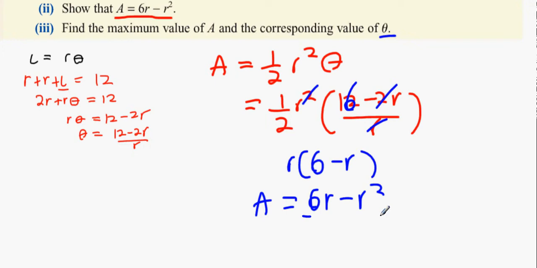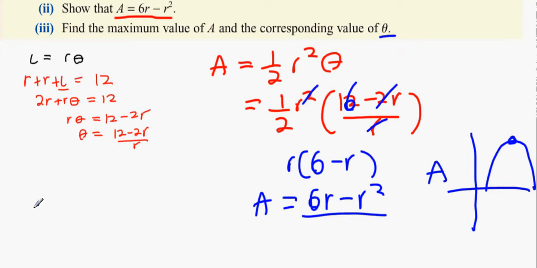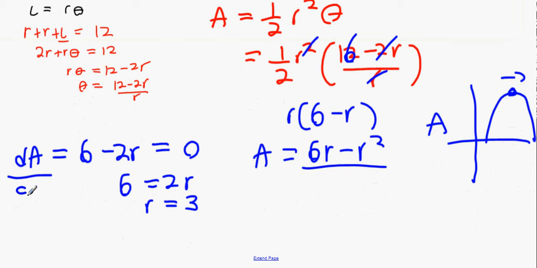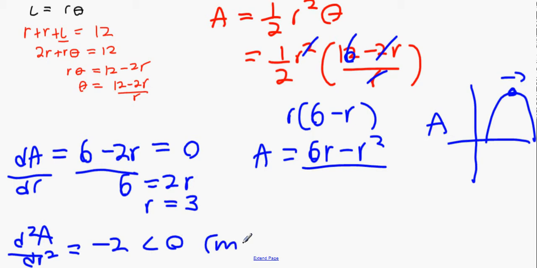Find the maximum value of A and the corresponding value of theta. Well, what we know is that this graph is an n-shaped function because of the minus r squared. We know it has a maximum. What I need to do first is differentiate it. I get 6 minus 2r. At the maximum the slope equals 0, so now I'm going to get 6 equals 2r, r equals 3. Next I'm going to get the second derivative, to prove it's a maximum. d²A/dr² is going to be minus 2. Minus 2 is less than 0, so therefore it's a maximum.